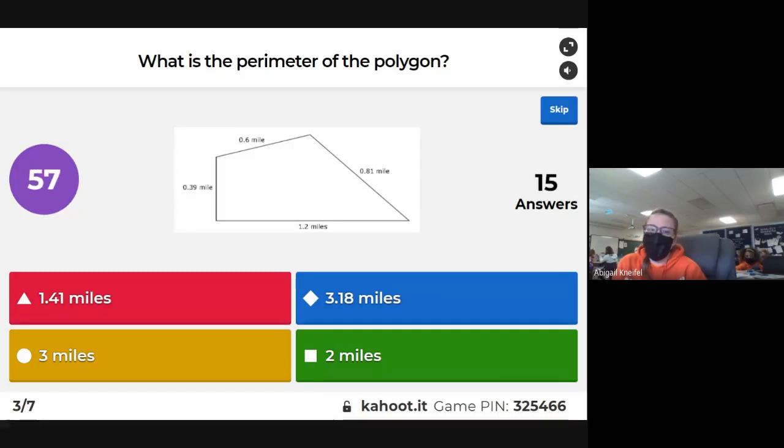Perimeter, all you do is add them up. We have worked on adding decimals plenty this year. It should not be that hard.